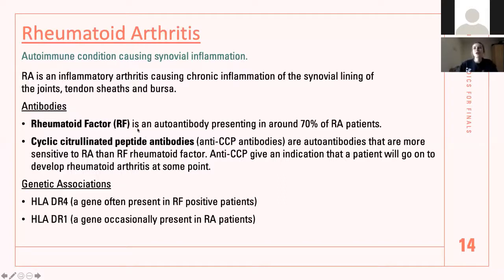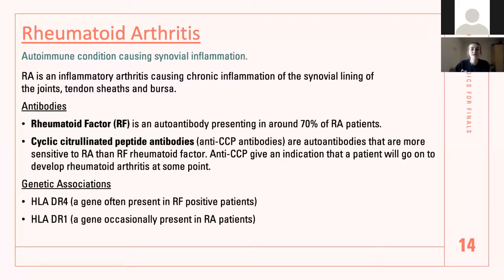So rheumatoid arthritis, this is different to osteoarthritis because it's an autoimmune condition, and this causes synovial inflammation. So rheumatoid arthritis causes inflammation in the synovial lining of the joints, the tendon sheaths and the bursa. So antibodies that you'd see present in this condition would be the rheumatoid factor.